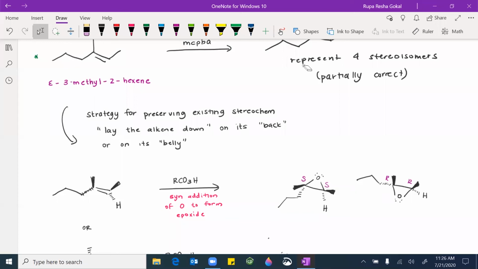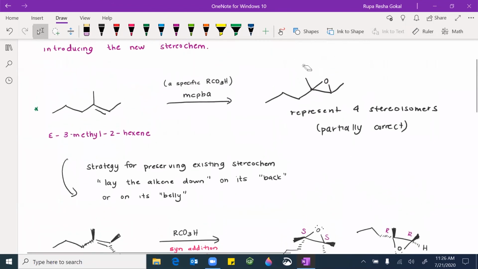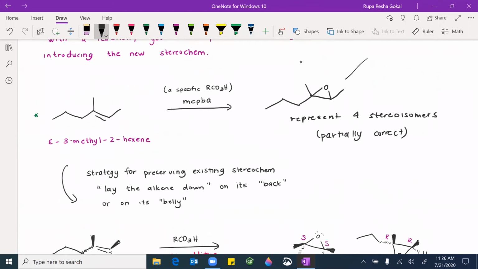Yes. So I think it's easier for me to start without any dashes and wedges and then add them. Is that not smart to do? As long as you're adding them correctly. So if you draw this and then you want to introduce the stereochemistry, you can't just arbitrarily decide that this one's going to be the wedge and this one's going to be the dash and then this one's going to be the dash, right?